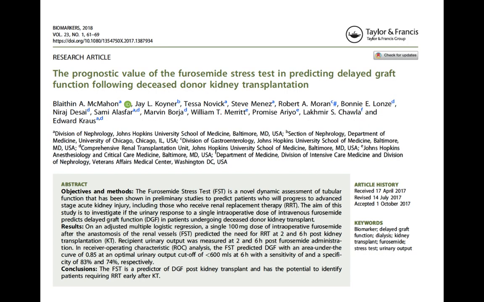And colleagues of mine, Blahin McMahon, along with some others at Johns Hopkins University in Baltimore, Maryland, we basically looked at patients who had delayed graft function after an allograft. So these are all patients who were getting a new kidney that was being donated, and we then ascertained whether the standardized dose of 1 milligram per kilogram of furosemide intraoperatively and the commensurate response in urine output could help identify those people who are destined to get delayed graft function.